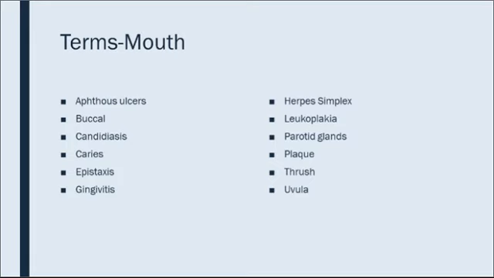Parotid glands are a pair of salivary glands in the cheeks in front of the ears. Plaque is a soft, whitish debris on the teeth. Thrush is oral candidiasis in the newborn, but I've heard it called thrush at other ages too. Uvula is the free projection hanging down from the middle of the soft palate.